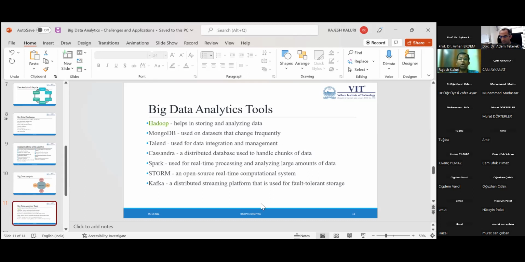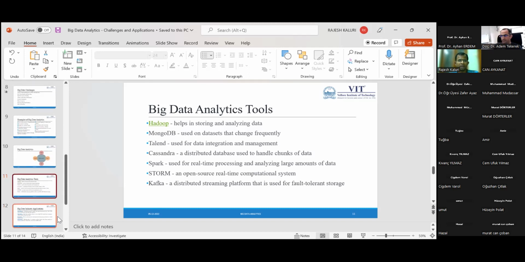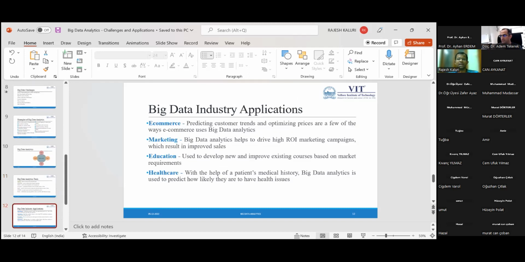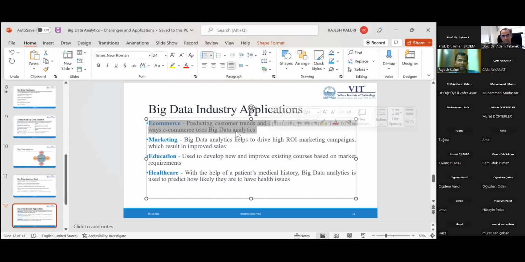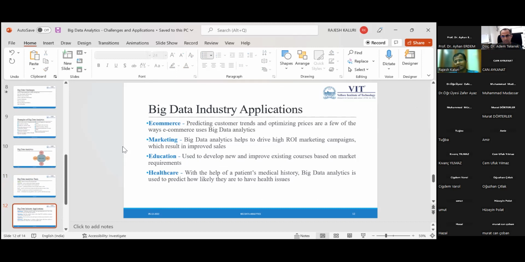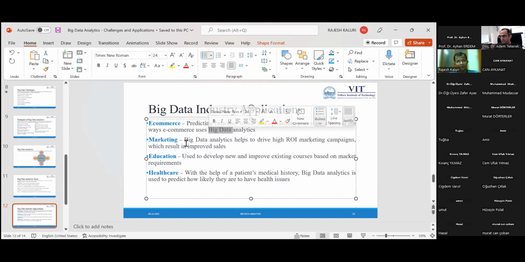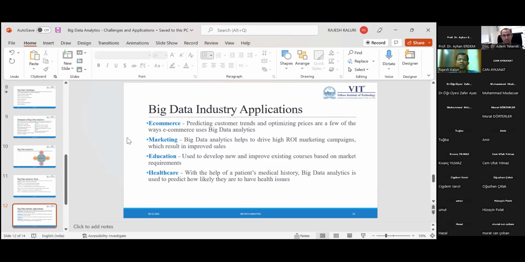And Storm is an open source real-time computational system, which can be used with Python or other programming languages. In terms of applications, you have e-commerce. The first one talks about optimizing, because optimization is very important in the big data context. Once you are able to optimize the resources, it will be clear to maintain the big data in a proper way. Otherwise, even if you have big data systems, if you are not able to maintain them, it is very tough.